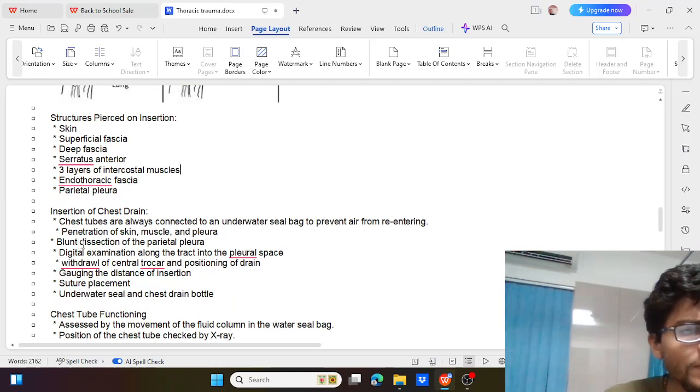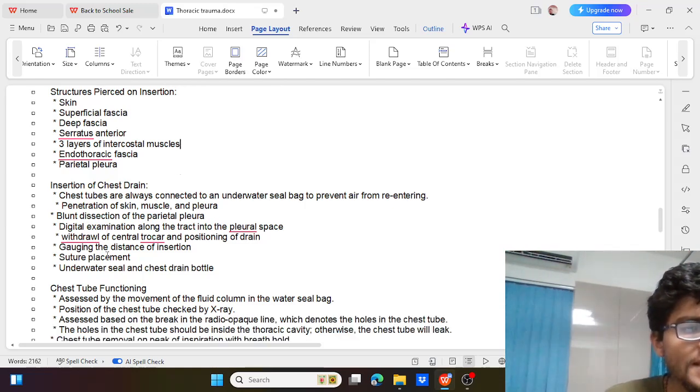We will be penetrating skin, muscle and pleura. So we go for blunt dissection of the pleura with the help of the digits, and into the tract into the pleural space, then withdraw the central trocar and position the drain. We have to gauge the distance of insertion, so that it is not too far inside and not too far outside. The eyes of the tube should be inside, because otherwise it can cause a further increase in pneumothorax or hemothorax.